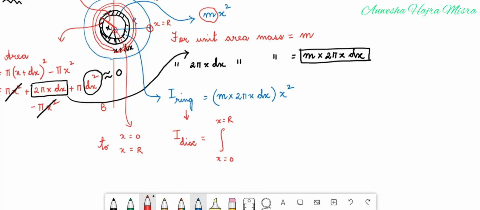So when we take the disk, this is my disk, x equal to 0 is my center, and x was the distance of the strip, and at this point my x becomes equal to r. So when I integrate from x equal to 0 to x equal to r, I have the integration over the full disk.